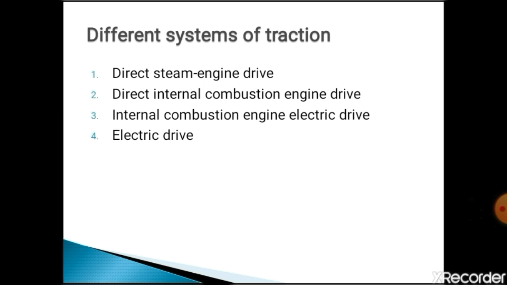Next one is direct internal combustion engine drive. This type of drive is very common in road transport vehicles like trucks, buses, cars, etc. Though it is suitable for road and light railway work. And next is internal combustion engine electric drive. An internal combustion engine like a diesel engine is coupled to a DC generator, which supplies DC traction motors.